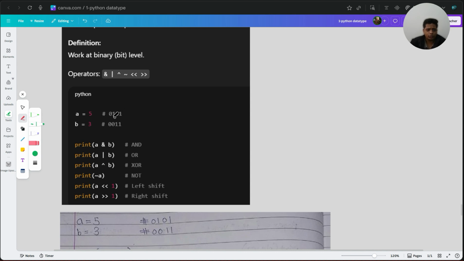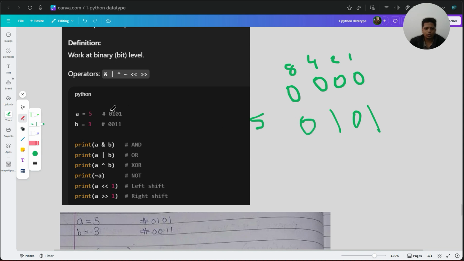So I hope you know how to calculate the bit values, like this is 1, 2, 4, 8. So this bit represents the value 1, this bit represents 2, this bit represents 4, and this bit represents 8. So how can we write the value of 5? 5 can be represented by 4 plus 1. So this is 1, the rest are 0. In this way, 0101 is used to represent 5.